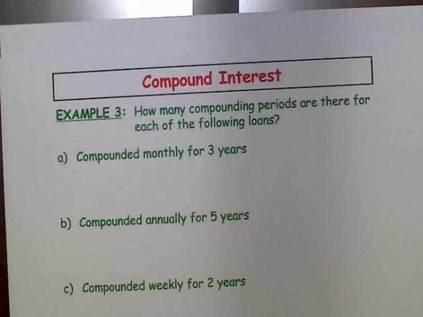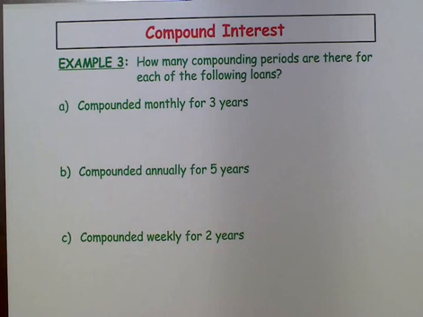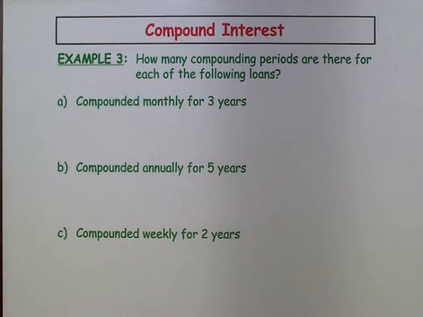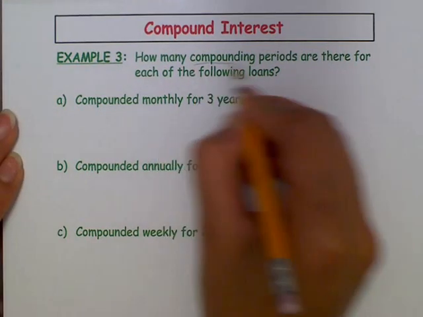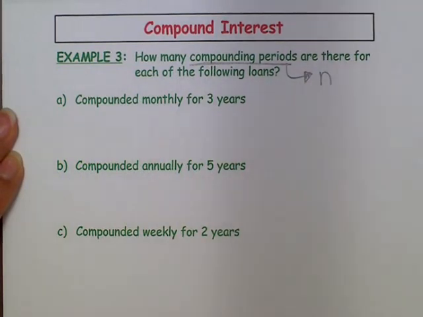Okay, let's take a look at the next example. It says in example 3, how many compounding periods are there for each of the following loans? Compounded monthly for 3 years, compounded annually for 5 years, and compounded weekly for 2 years. We're looking for the number of compounding periods, which is indicated by the letter n. So we're trying to solve for the value of n.